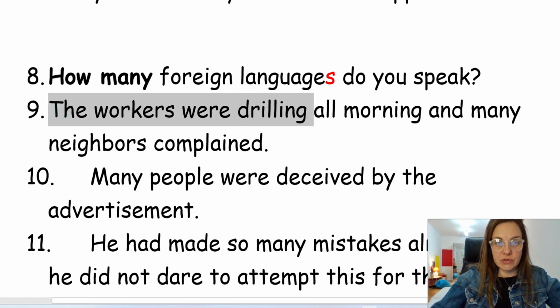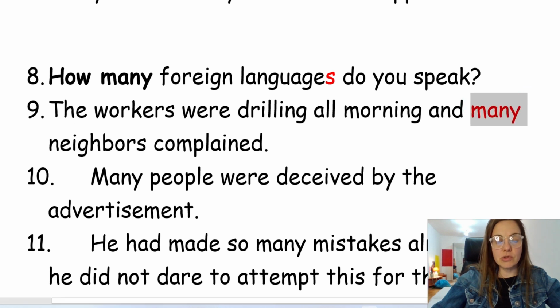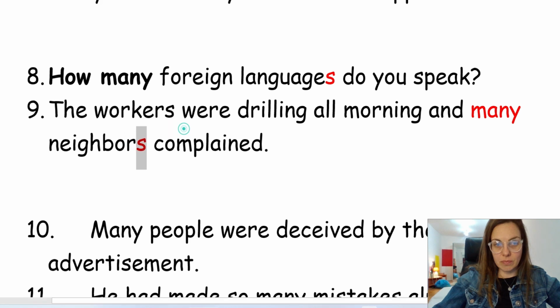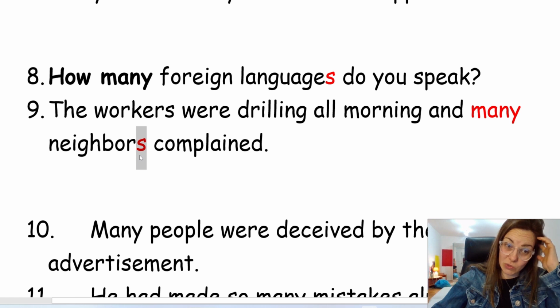The workers were drilling all morning and many neighbors complained. So how many neighbors complained? Well, many neighbors, maybe 5 of them, complained about the noise. And who made the noise? The workers were drilling and they were making noise.